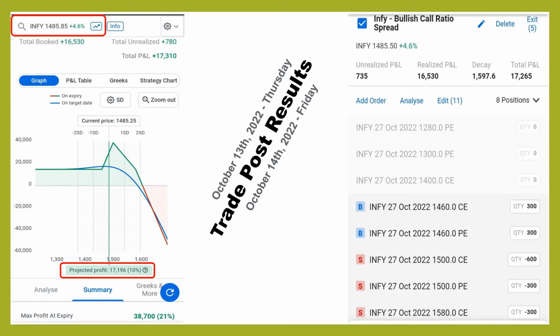After that, if you see this payoff graph, if I had exited this trade on that day, I would have booked a profit of 1,96,000, which was 10%. What was the max profit? 38,000. So max profit is 21% and I was already getting 10% profit. You might be thinking that was a good time, 10% profit was very good. Then why did I not exit? I will show you that.